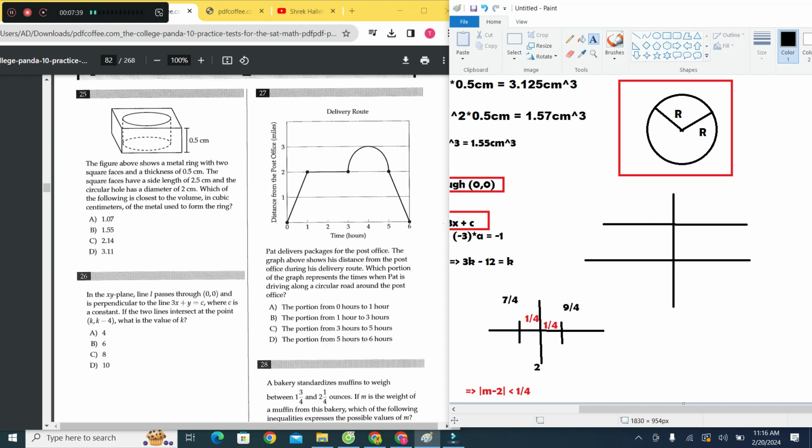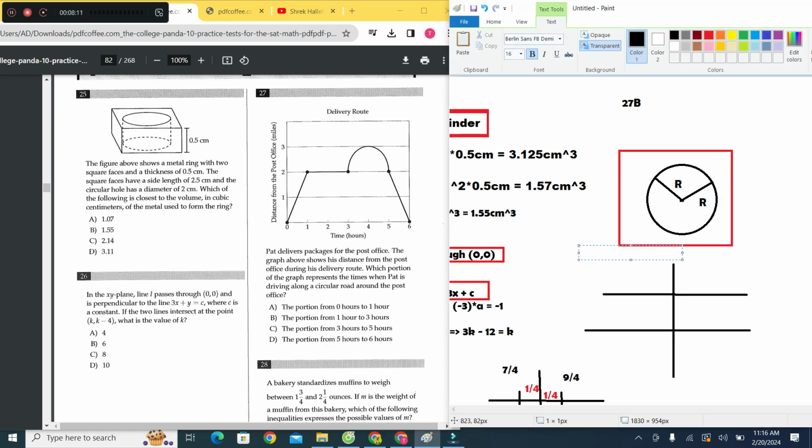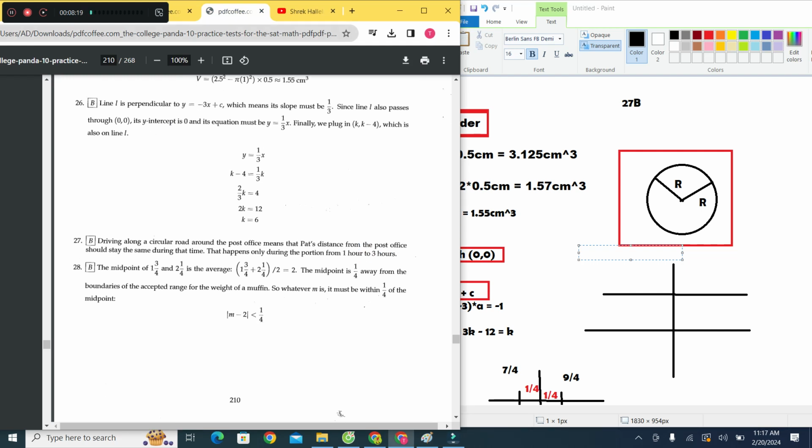So the portion of the graph that represents a circular motion is the portion where the distance from the post office doesn't change with time. That portion is from 1 hour to 3 hours. This portion right here, where I am putting my mouse. So it's from 1 hour to 3 hours. So the answer for 27 should be B, because the distance is not changed. And you can see that when you look at the answer, it's B.